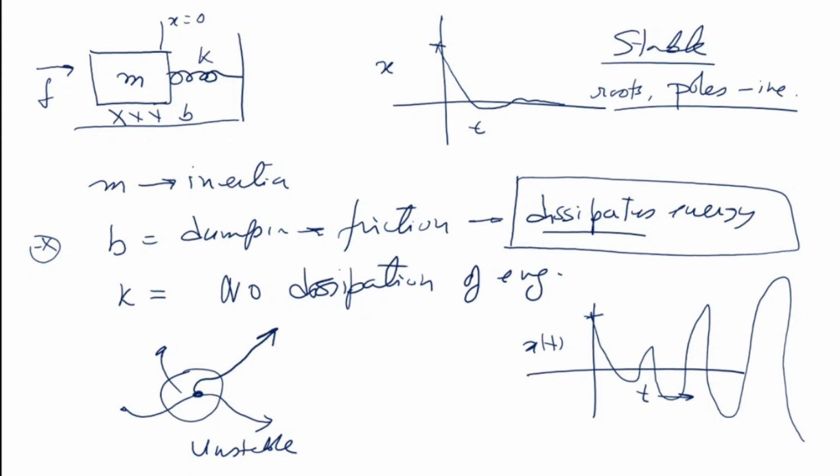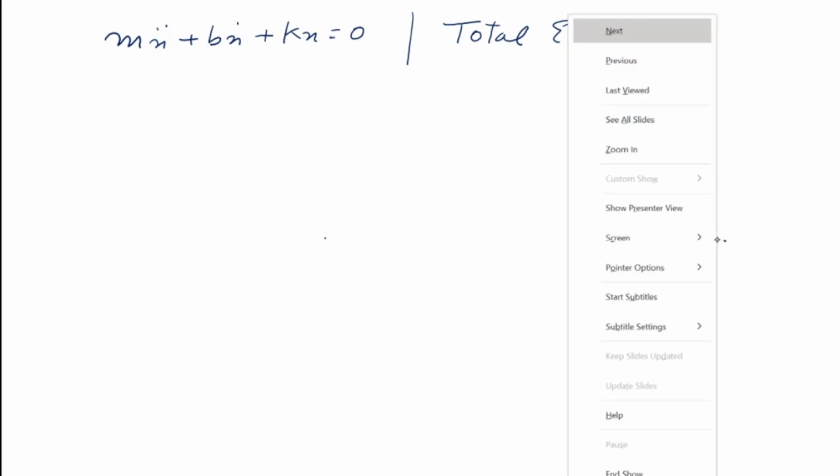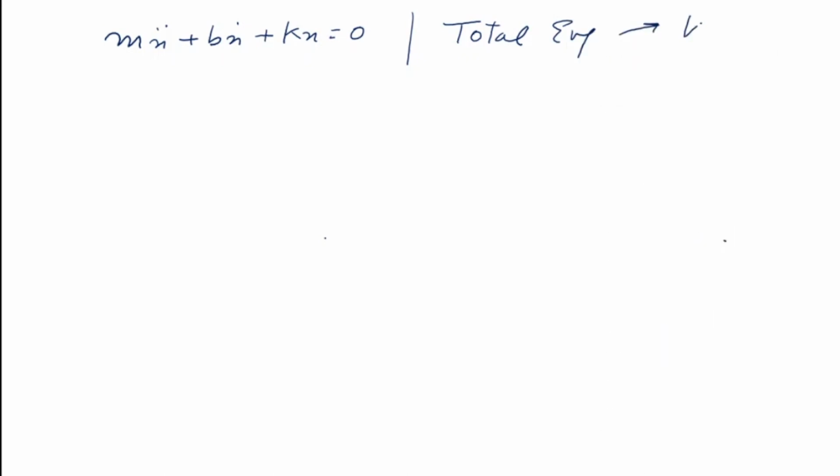So let's go back and look here again. Mx double dot plus bx dot plus kx is equal to 0. Spring mass damper system. Now, what is the total energy of the system? Now we know that energy can be kinetic energy or potential energy. So this system, what are the different energies that it has?